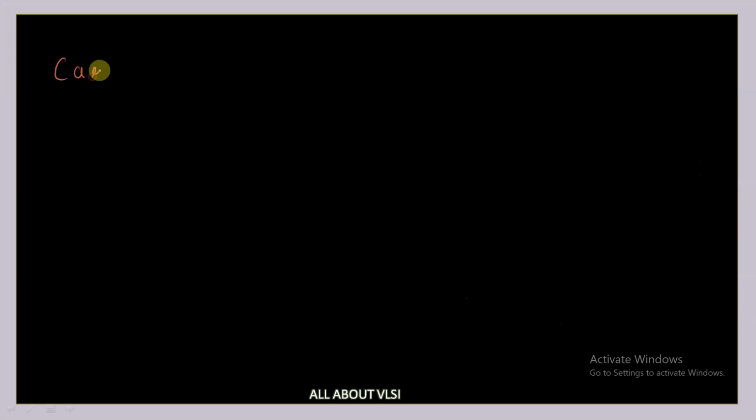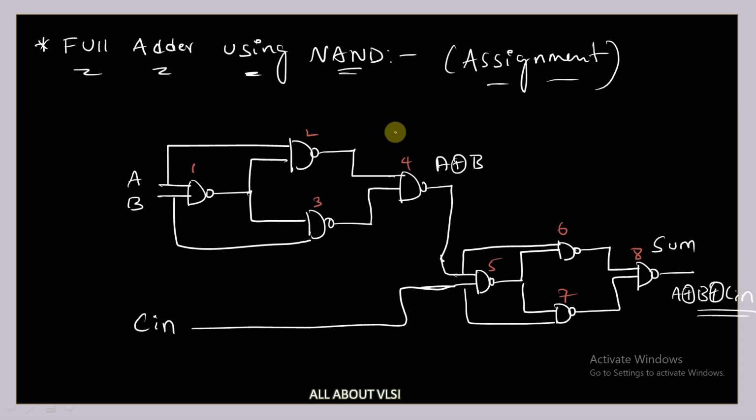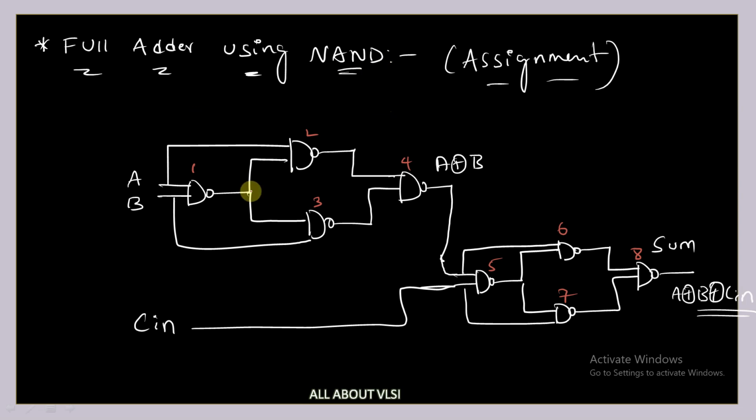So, what is my carry equation? I know carry is nothing but AB plus Cin into A XOR B. That is my equation of carry. So where will I get my AB? Here I am getting my AB bar. So I am going to take this point.